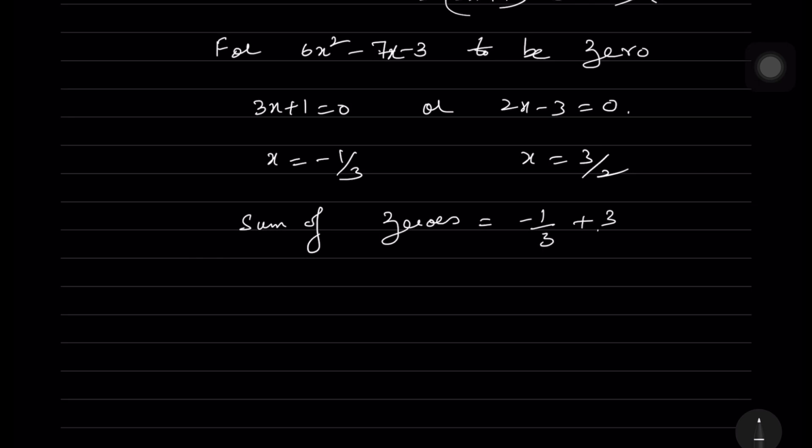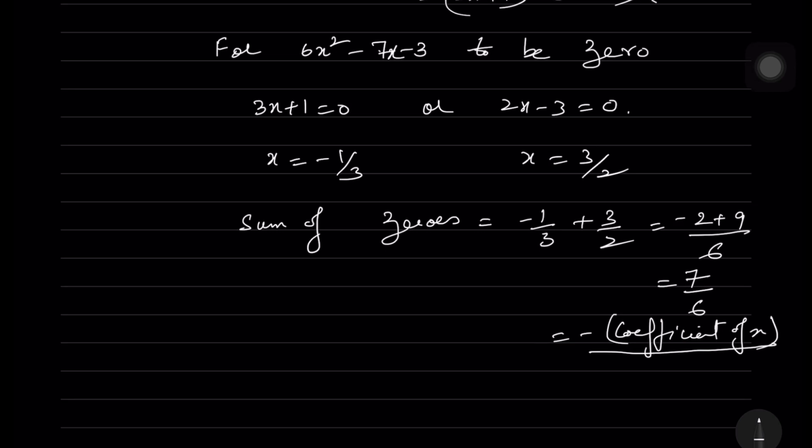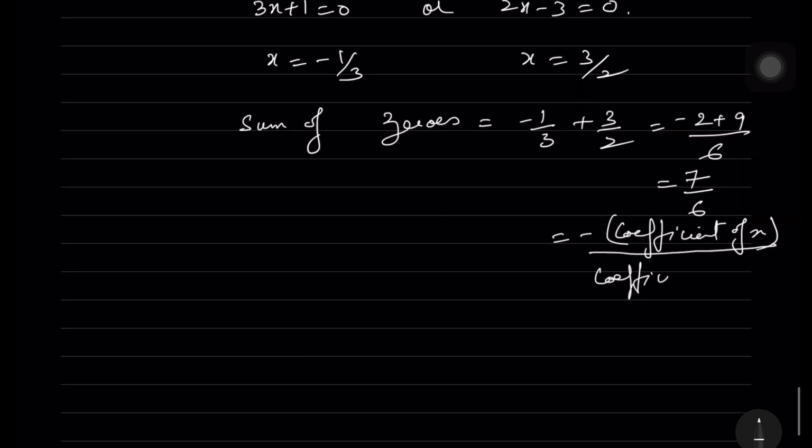Now these are the two zeros, which means the sum of the zeros is minus 1 by 3 plus 3 by 2, which is equal to 7 by 6, which is equal to minus coefficient of x by coefficient of x square. So minus of minus 7 divided by 6 will give you 7 by 6, and we got the sum of zeros in that. You can cross check with your equation also.